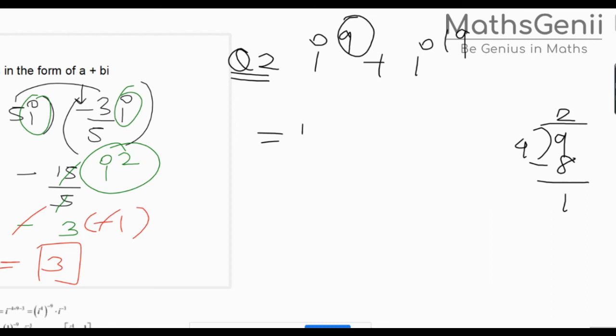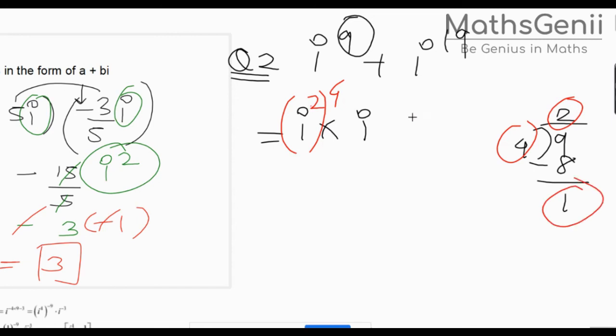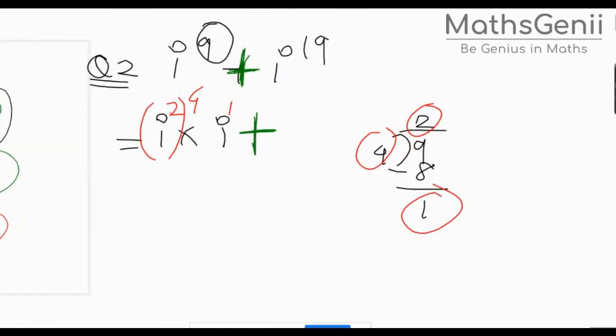So instead of 9, what I'm going to write is 4 twos are 8. And what is the remainder? 1. Okay. This was for this, and for this plus, 4 twos are 8 plus 1, 9. So I've written 9 but in a different way. Okay. Now let's look at 19.